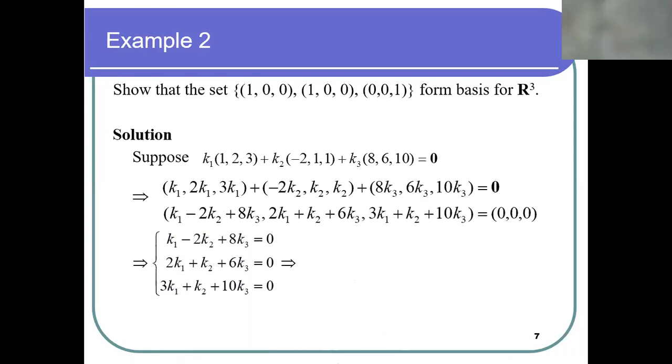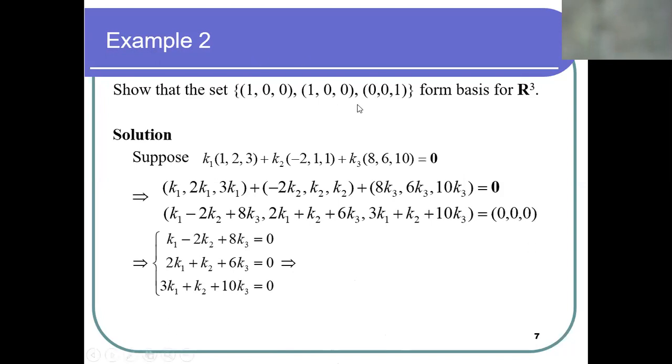How these elements form a basis for R cubed. So, dear student, here the number of vectors is three, so k is three, and the R power is three. So in that case, you can see over here k is equal to n. So it will be linearly independent if and only if the determinant is non-zero.